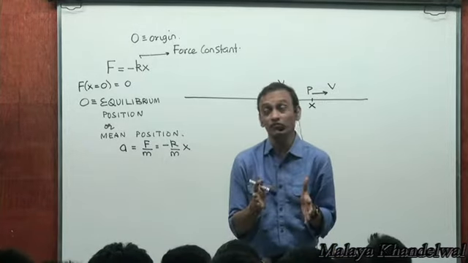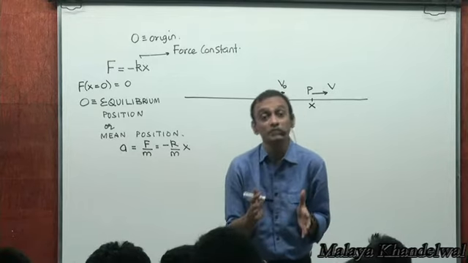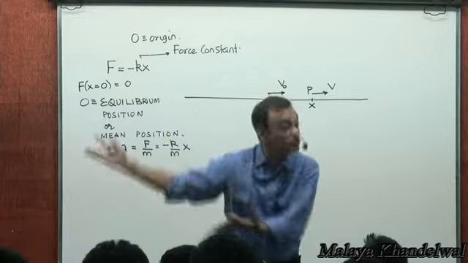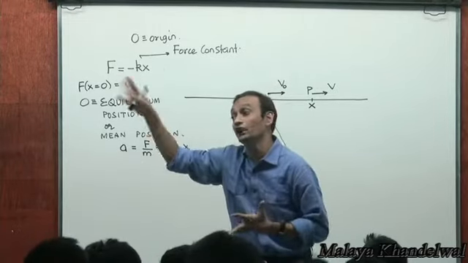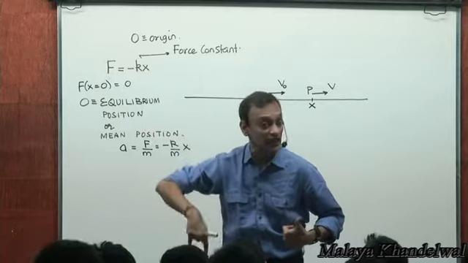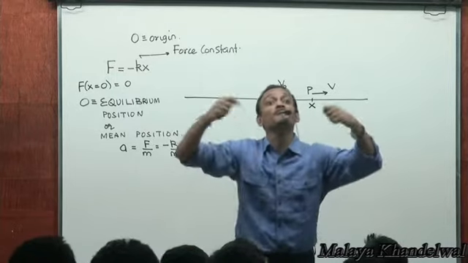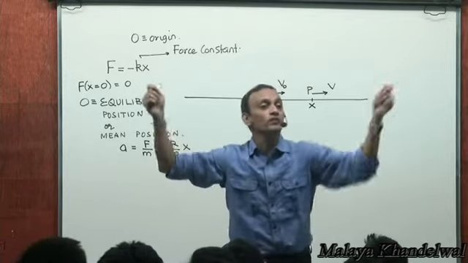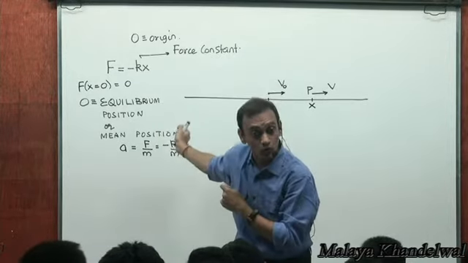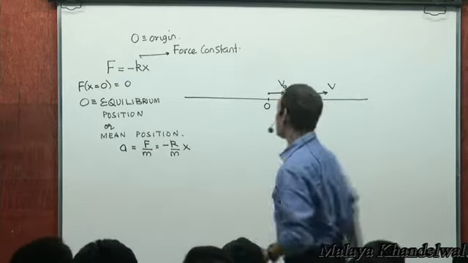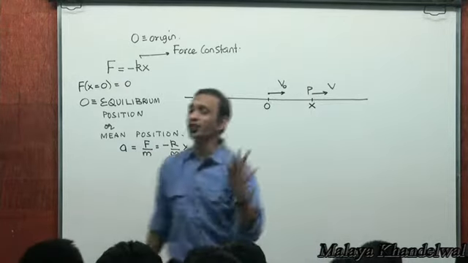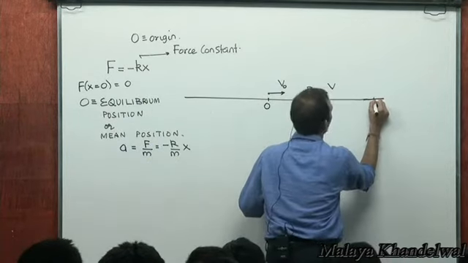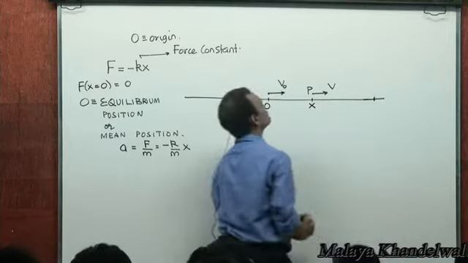That means if in the first second it has lost 1 meter per second, then in the next second it'll lose more than 1 meter per second. Then in the third second it'll lose more than what it lost in the second second, right? It'll lose velocity faster and faster. Why? Because it's being retarded more and more as it's moving further and further away from O. Yes or no? Right.